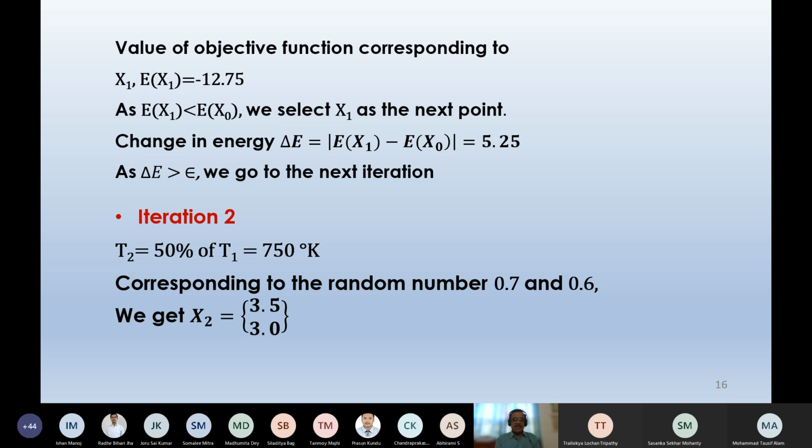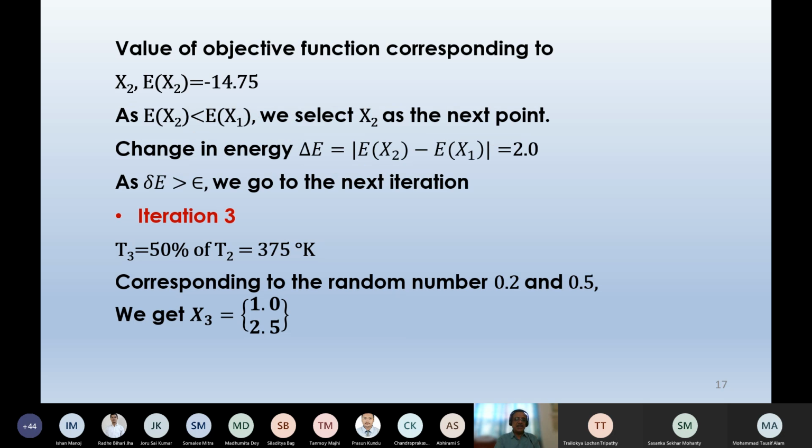That is a collection of small x1, x2, which is nothing but 0.7 multiplied by 5.0, so this is 3.5, and this is equal to 3.0. This is the way we calculate the next probable solution, that is capital X2, and corresponding to capital X2 we try to calculate the energy. So energy corresponding to X2 is nothing but minus 14.75. This is the value of the objective function corresponding to your X2.